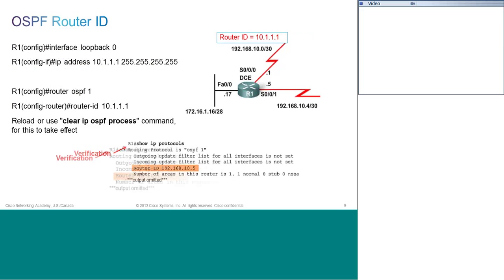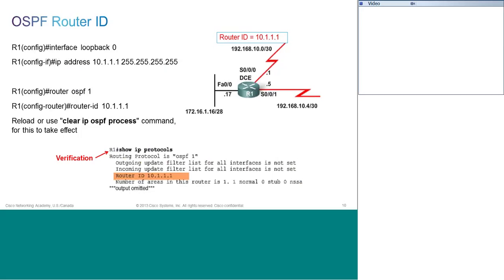Here is a sample configuration of a router ID. So you're going to notice the first thing they did is they put in the loopback, but after they put in the loopback address, they decided that they would specify the router ID. And notice again, it looks like an IP version 4 address.